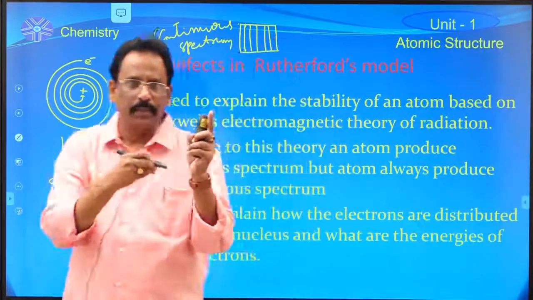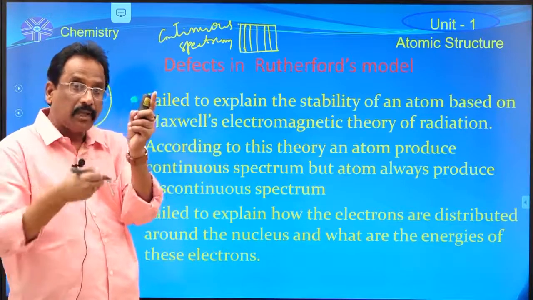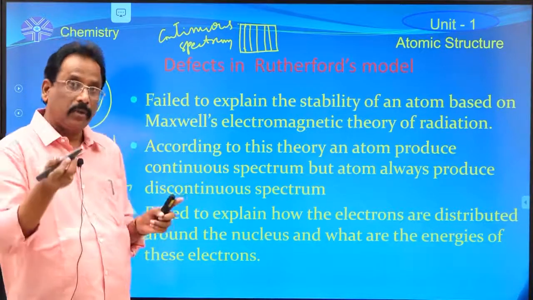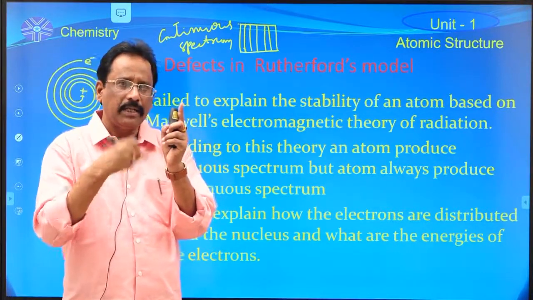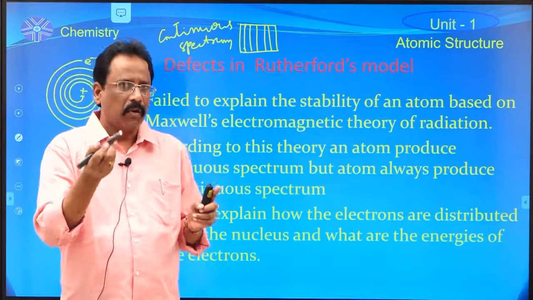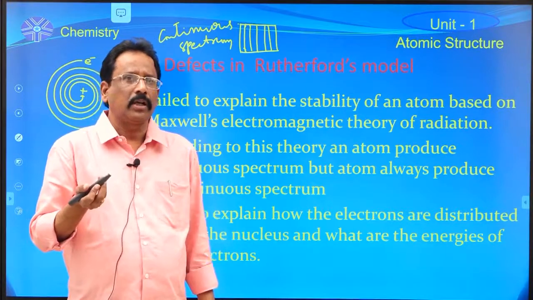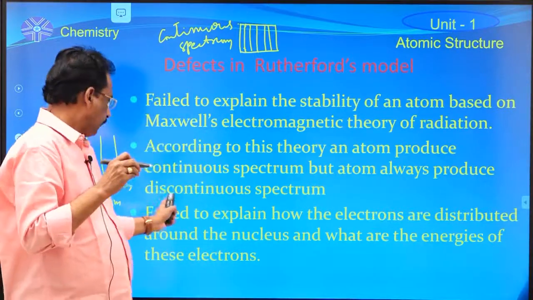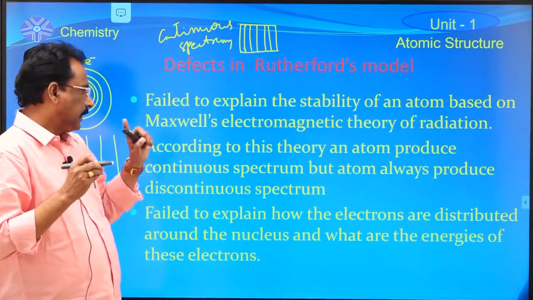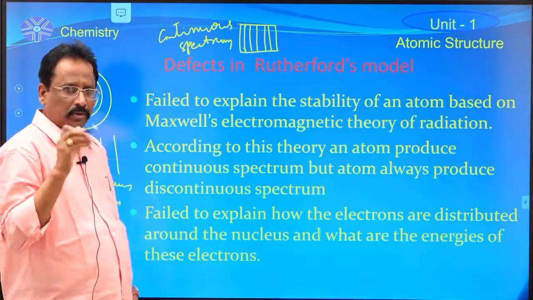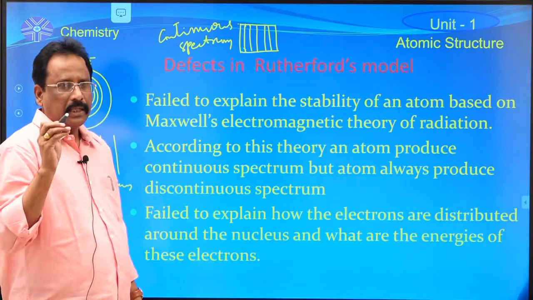How many orbits are present around the nucleus? How many electrons are present in the first circular path? What about its energy? And how many electrons are present in the second circular path? What about their energy? There is no explanation in Rutherford's atomic model. And the third failure is that it failed to explain how the electrons are distributed around the nucleus and what the energies of those electrons are.